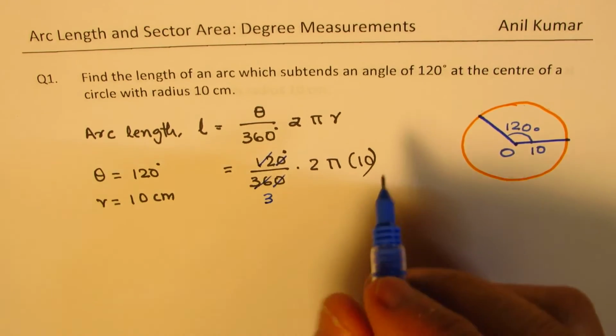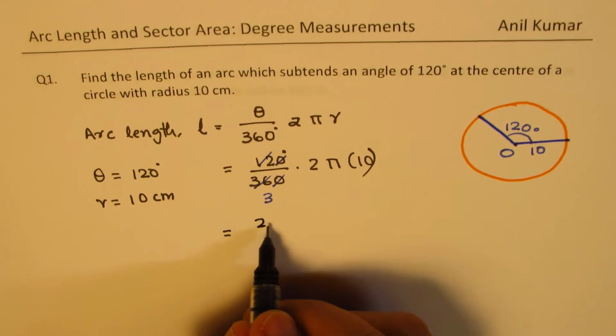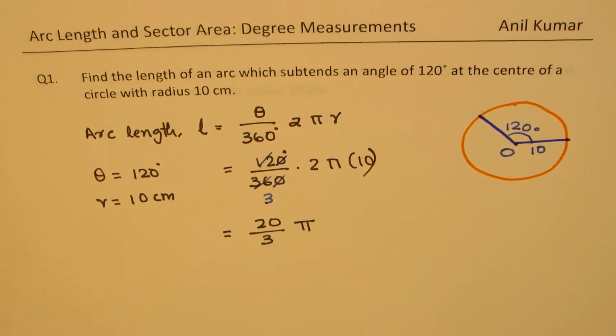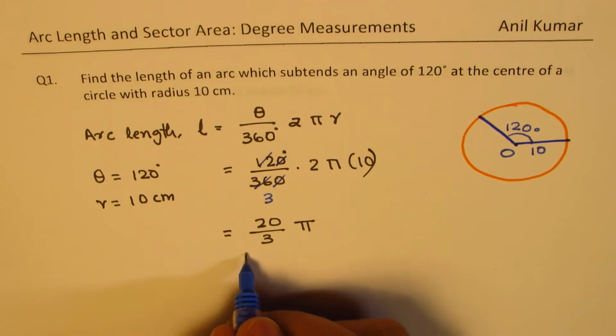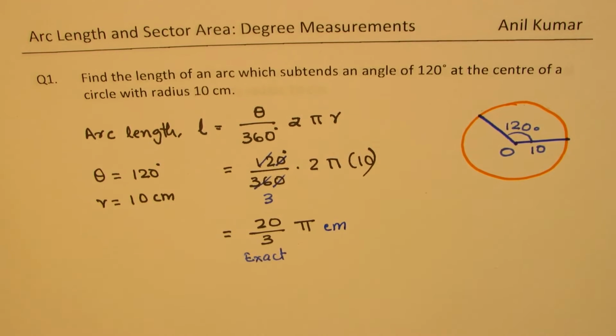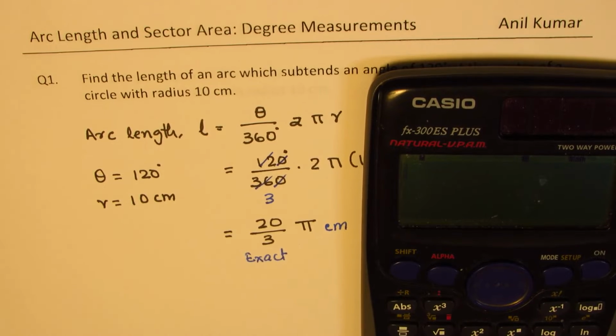12 goes 3 times, right? And therefore, we have the answer here as 20 over 3 pi. So that becomes the exact value. So if you want the exact answer, this is what you have to write. So this is the exact value. And the units are, of course, centimeters. But let's now write it approximately. So we have 20 divided by 3 times pi. So in decimals, it is 20.94.